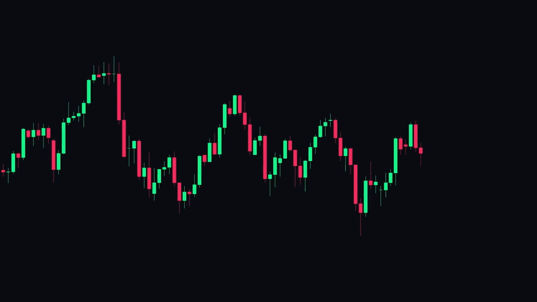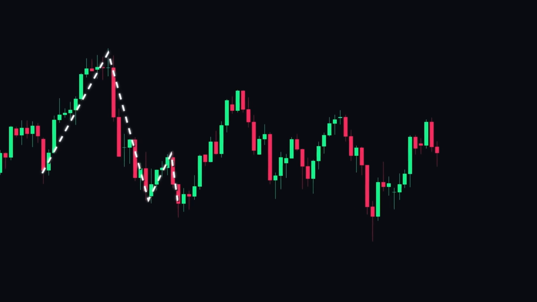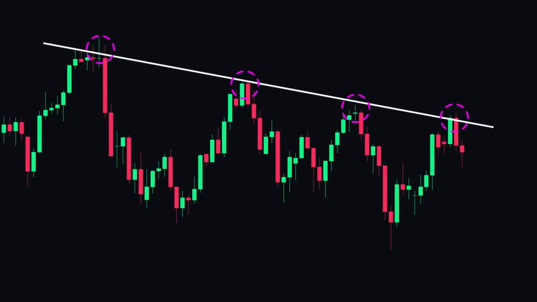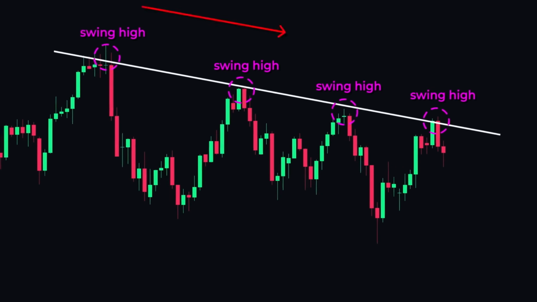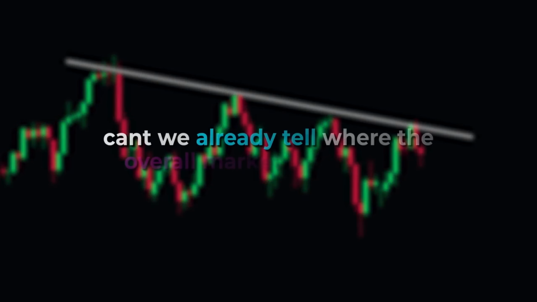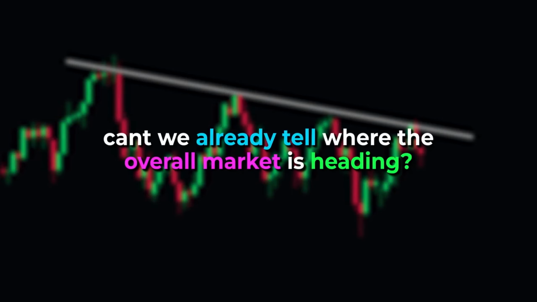Now let's look at the opposite scenario. Here's another chart. We can see that price is fluctuating, moving both up and down. However, when we apply a trend line, this time connecting the swing highs, we can see that the trend line is sloping downwards, meaning that despite the short-term fluctuation, the overall market trend is down. The question you might be asking is, can't we already tell where the overall market is heading just by looking at it? Why do we even need trend lines?